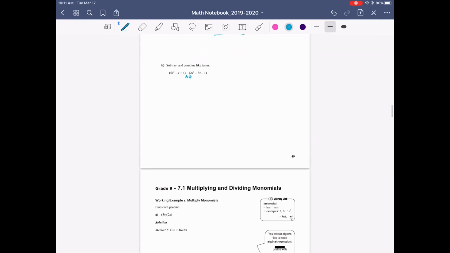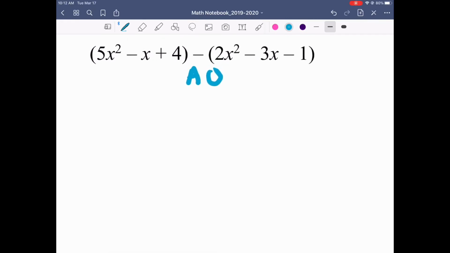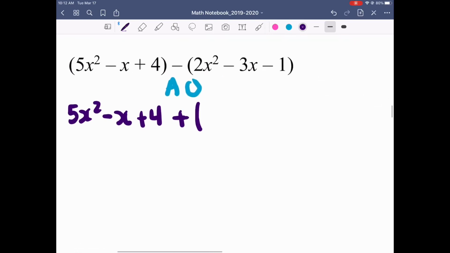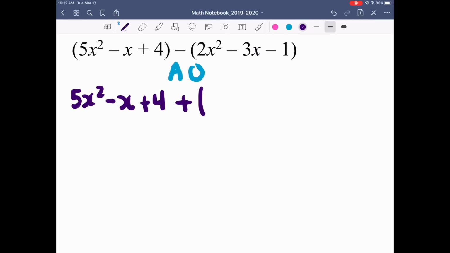So let's rewrite it first. Rewrite the expression first using AO. So this stays, it's like KCF. You keep the first one, you change the minus to addition, and then you flip the next one, which is adding the opposite. The opposite of 2x squared, I'm going to get rid of the brackets, is -2x squared. The opposite of -3x is +3x. The opposite of -1 is +1.